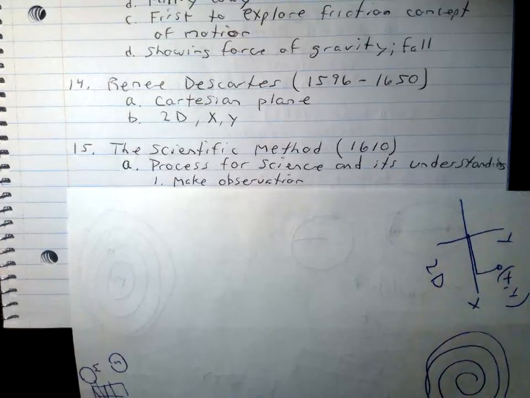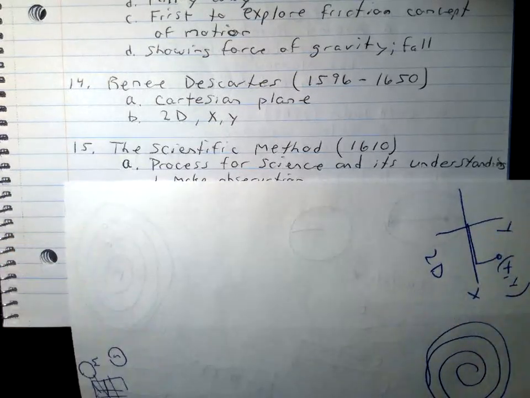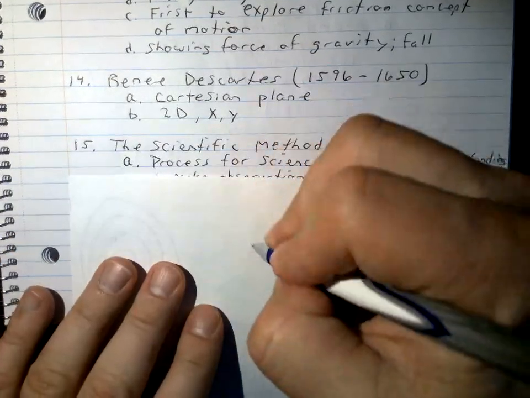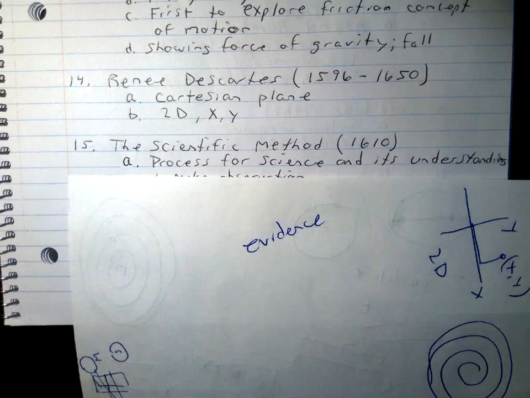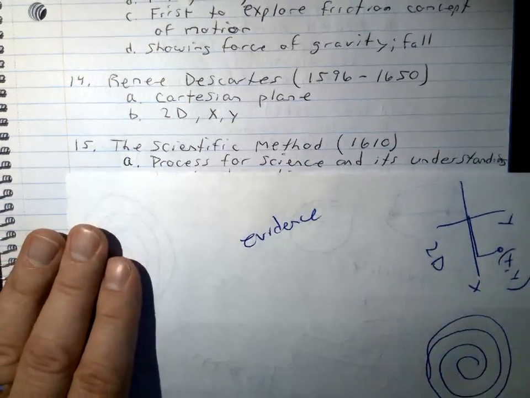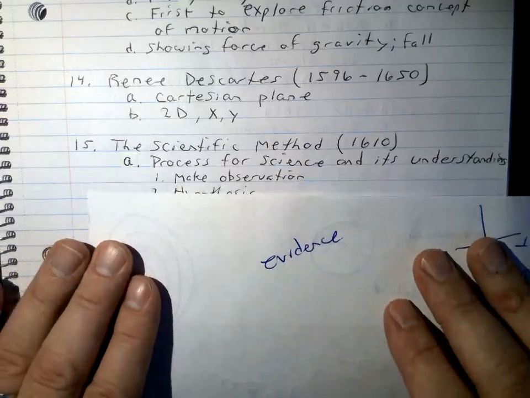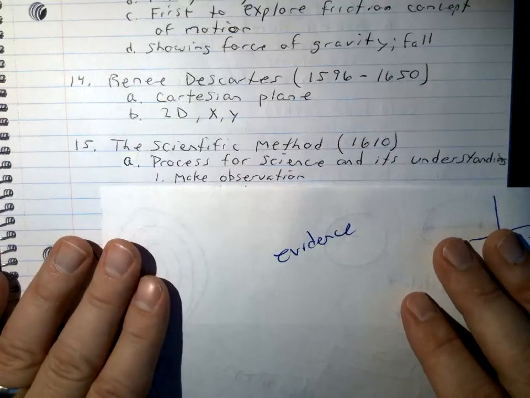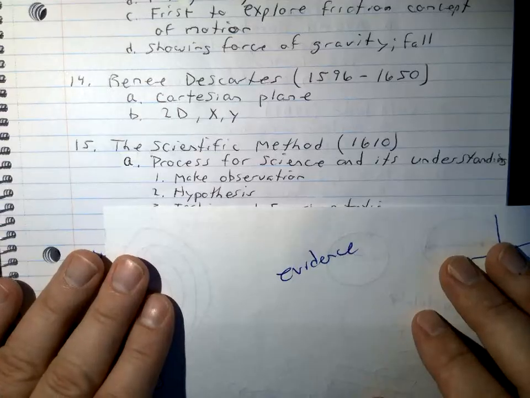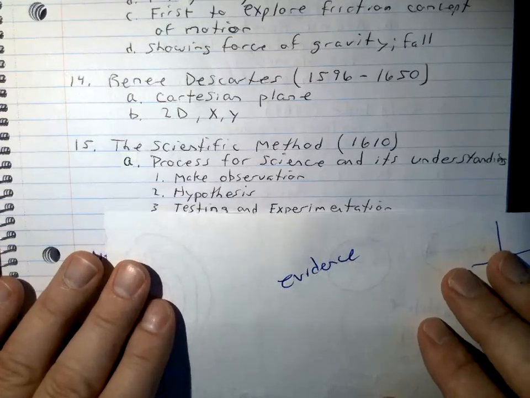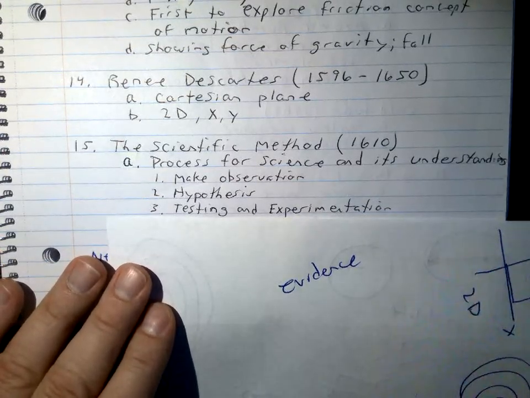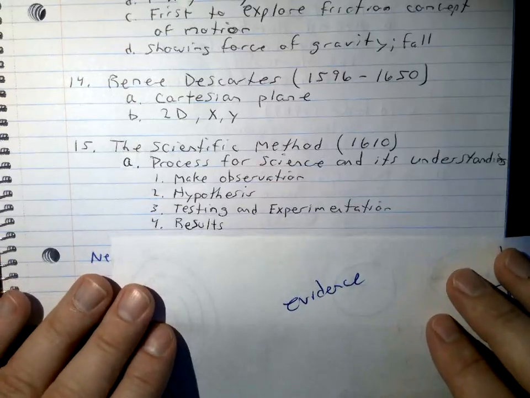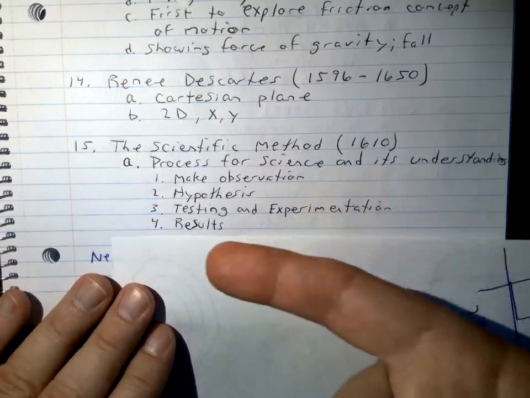So the scientific method really was a process for science and its understanding. We really want to look for evidence, because we're doing too much now. We want to see the proof in the pudding, so we have to have a process that we all agree on. You make an observation, then a hypothesis, what's going to happen. Then you have a way of testing it, experimentation, getting the data. And then you have results. What does the data say? What do the results say?